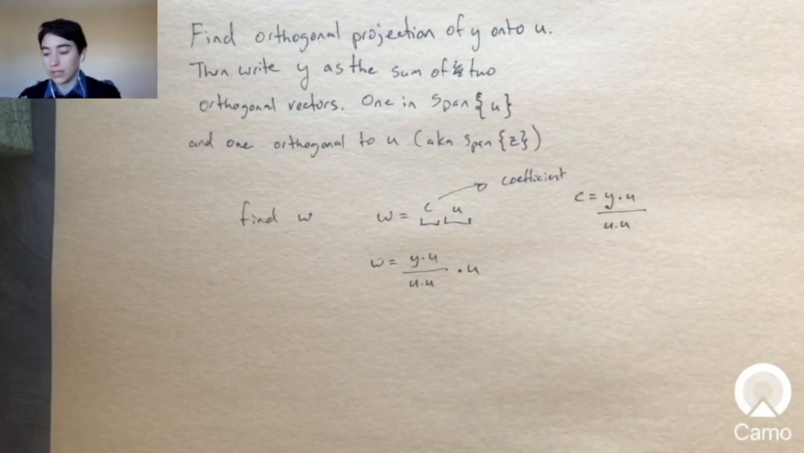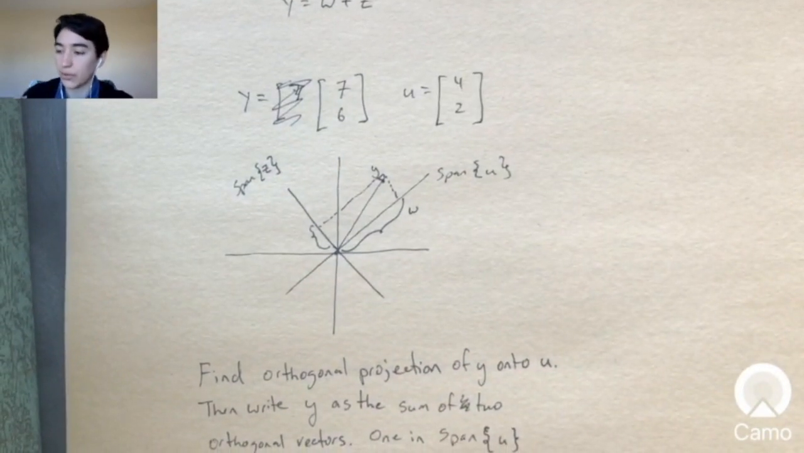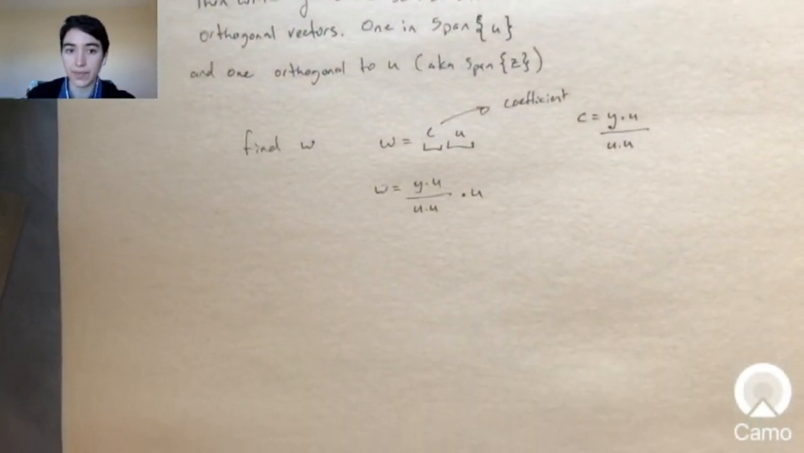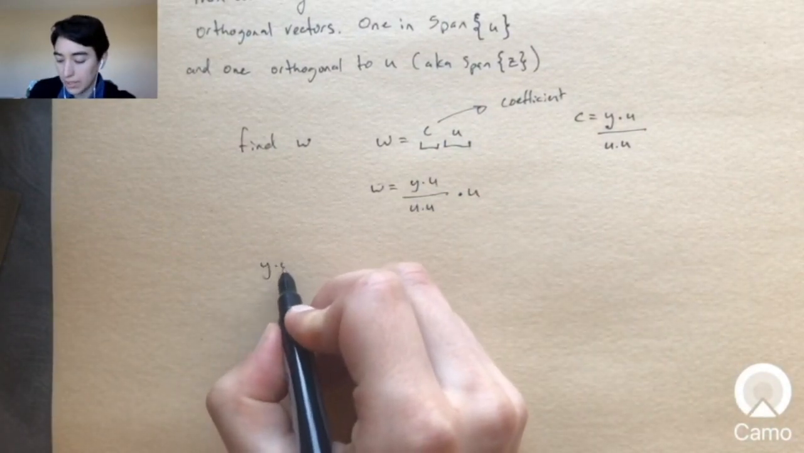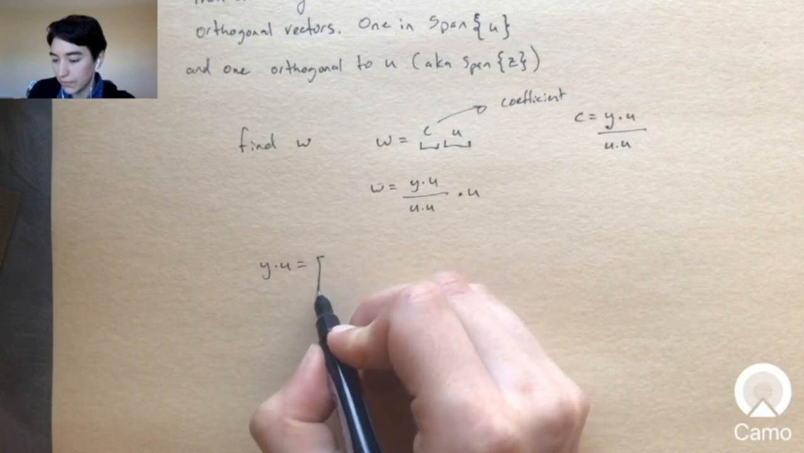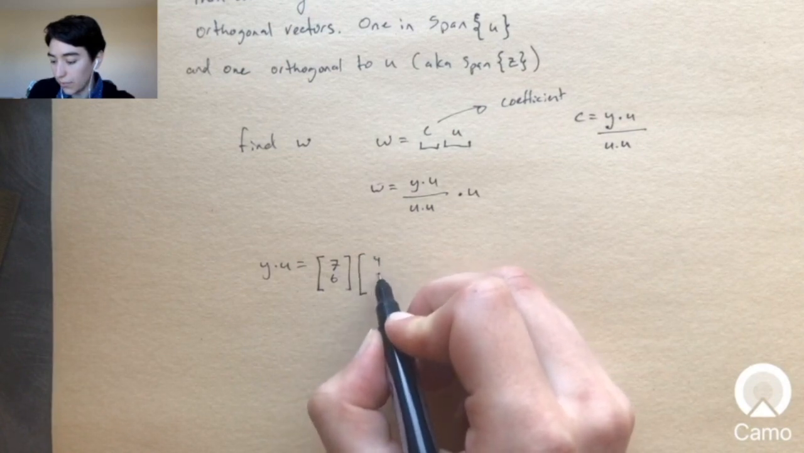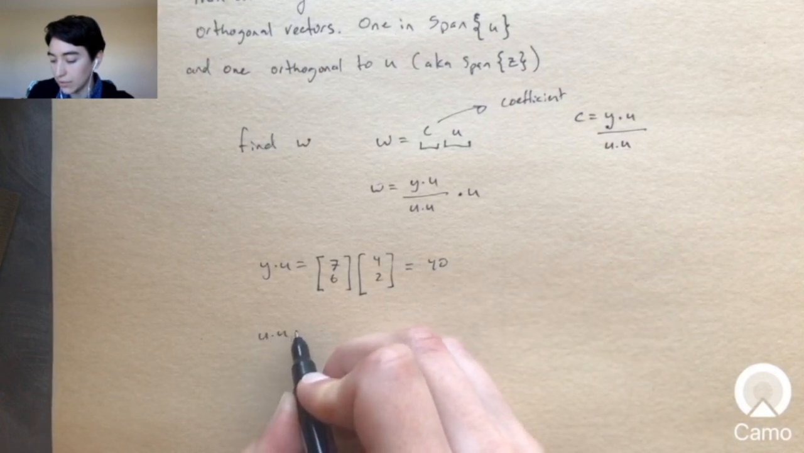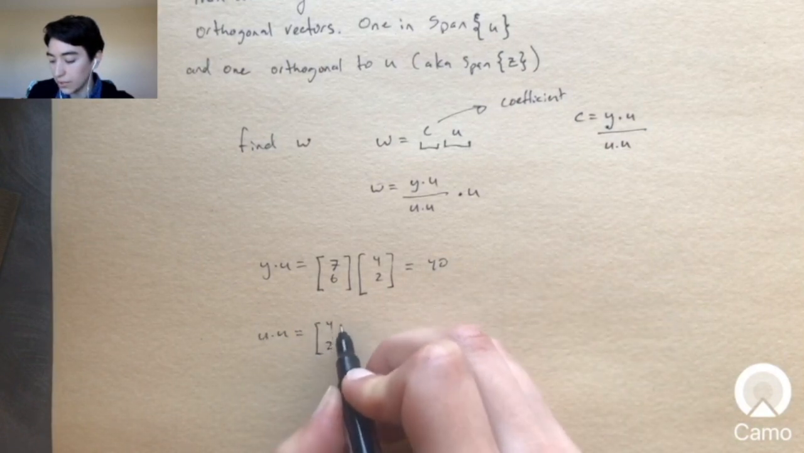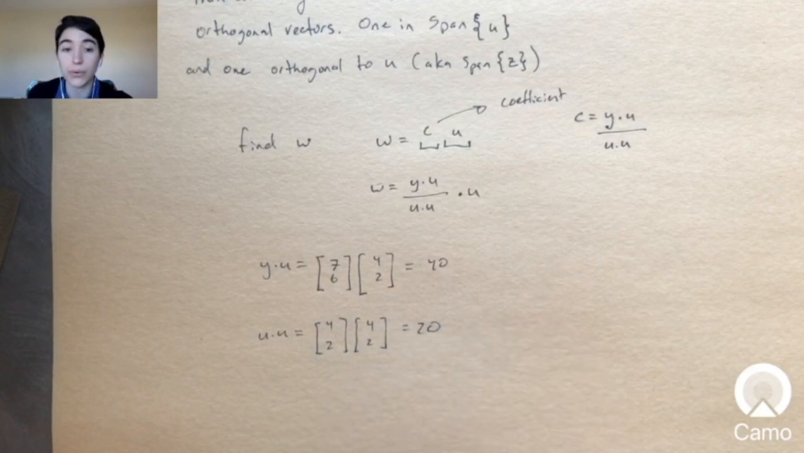Okay, well, do we have y and u? Yeah, we do. We have them right there. So let's bring them on down and figure out what this is. So y times u is equal to 7, 6 times 4, 2, and this is equal to 40. And u times u is equal to 4, 2 times 4, 2, and this is equal to 20.